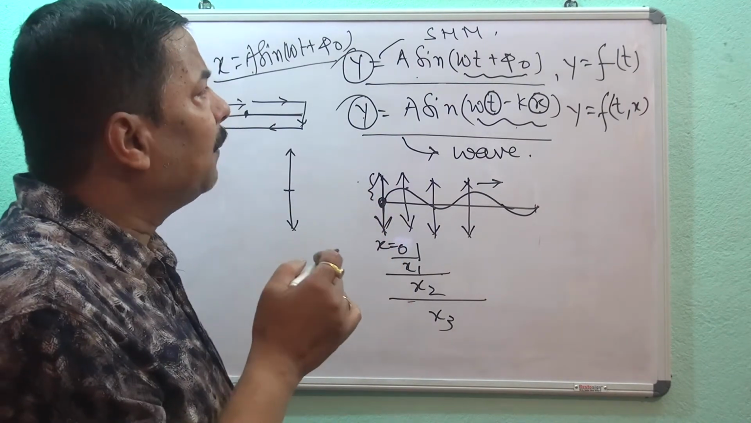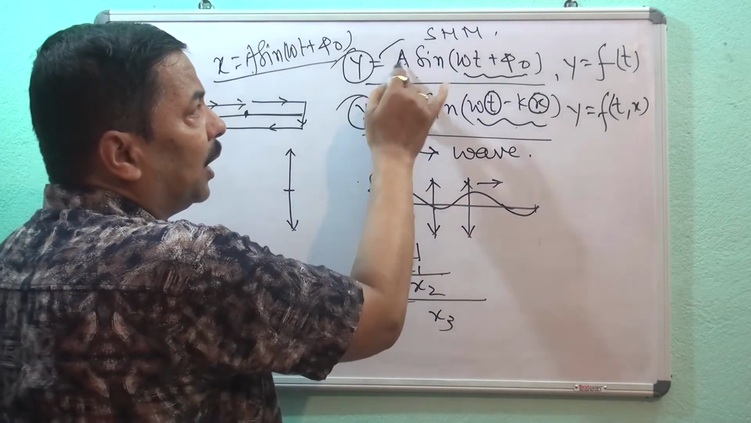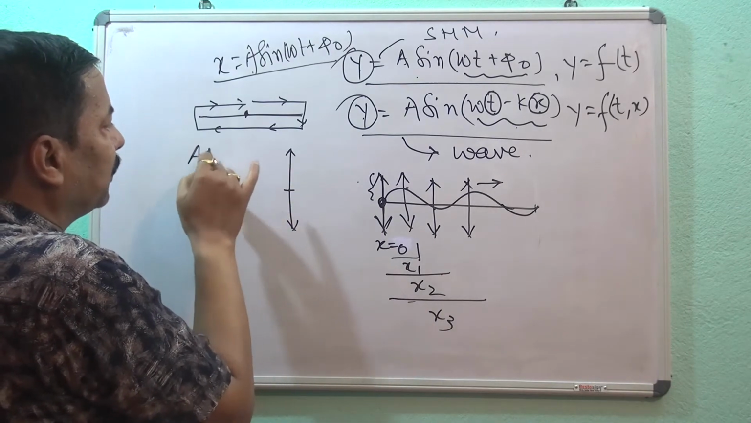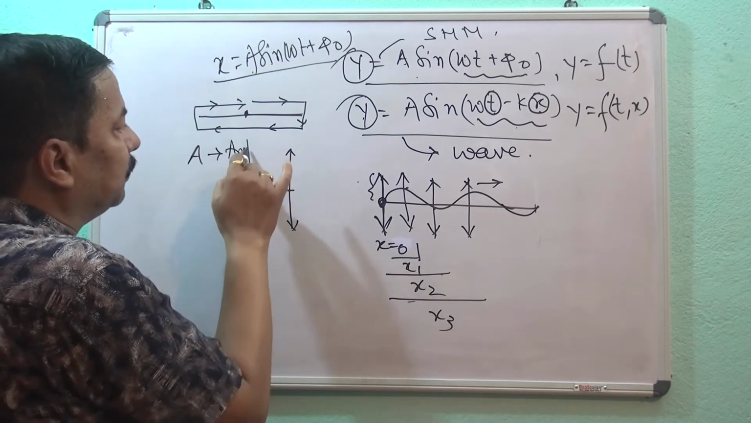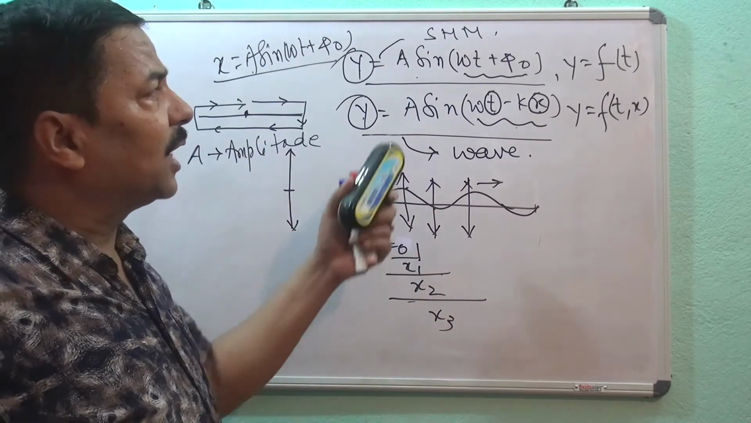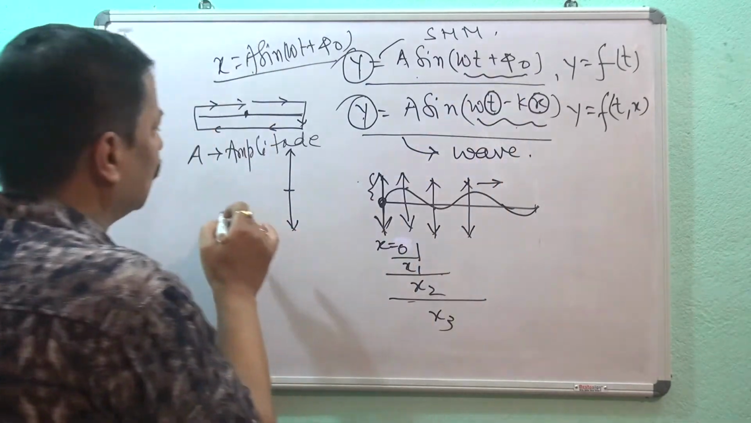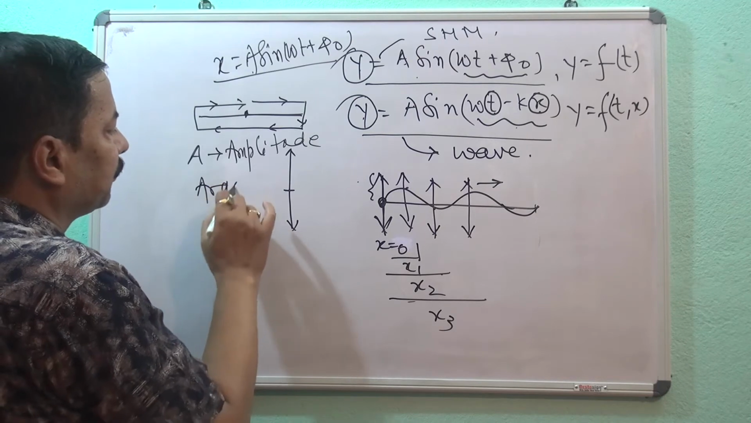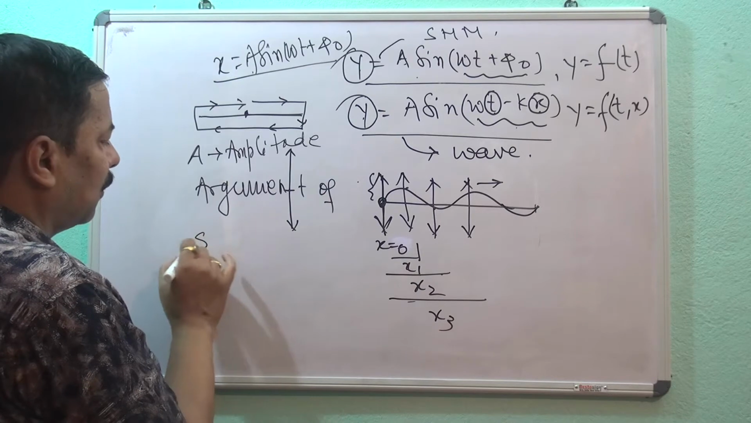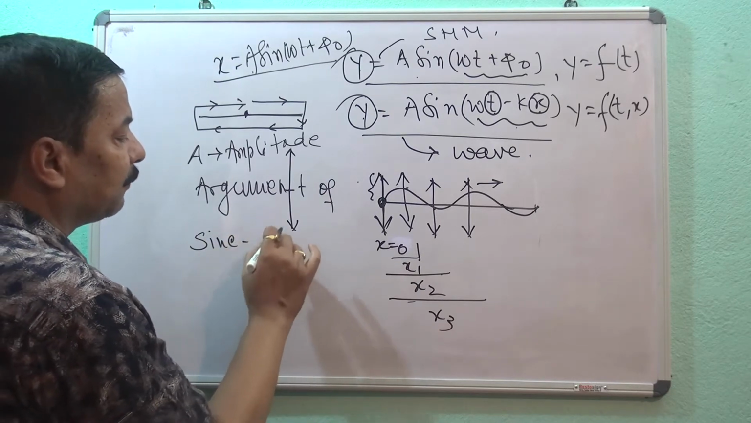In a wave, a represents the maximum value of y. Here also a represents the maximum value of y, and that we call amplitude. So a is your amplitude. Omega you already understand, it is angular frequency, and this term which is the argument of the sine function, or we can take cos also, is representing the phase.